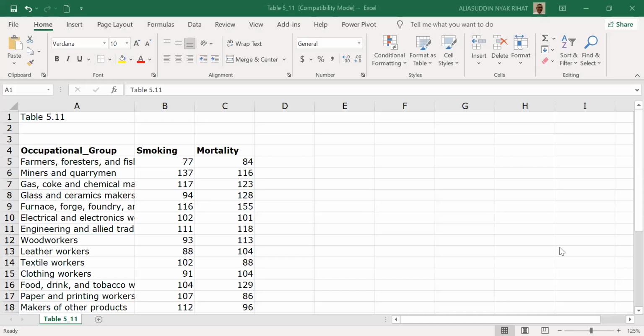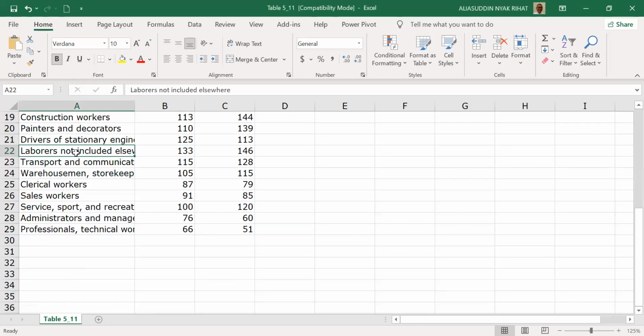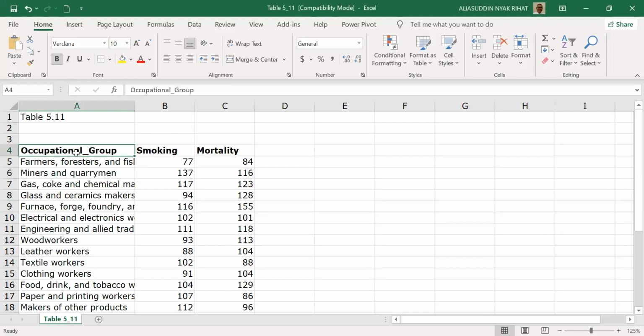Okay, we use this table. You can obtain it from the Gujarati textbook, table 5.11. We have here smoking and mortality. Okay, we have a sample here, around 20 samples.